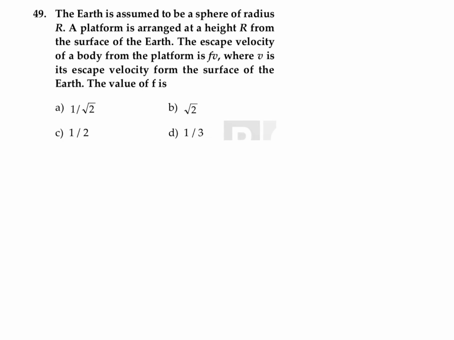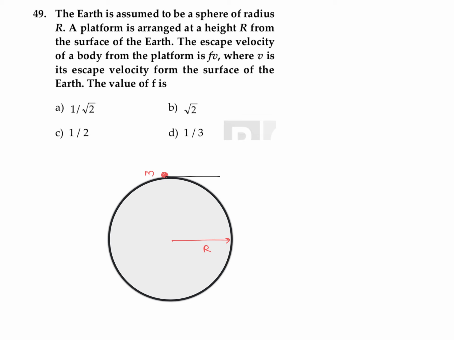So if you are just considering Earth as a solid sphere of radius, let's say that is equal to r, and if you are keeping an object of mass m on the surface of Earth, we know the concept of escape velocity. We'll just find out the total energy. So currently it has a total energy that is only potential, that is minus GMm divided by r.